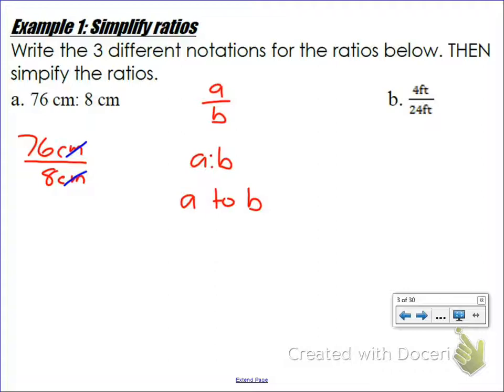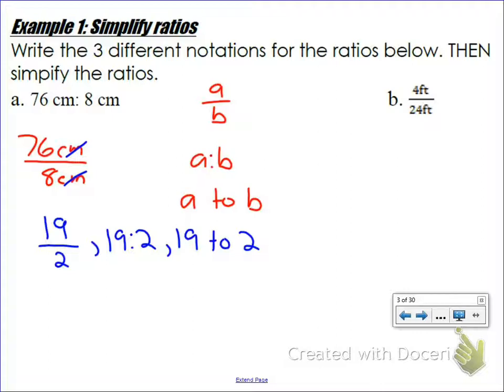So remember, to reduce, what we do is look for a common factor in both 76 and 8. In this case, it's going to be 4. 4 is going to go into 76 19 times, so 19 will go on top of the fraction. 4 goes into 8 2 times. So 19 to 2 would be the new ratio. Again, we want to write this three different ways. So we can write it as 19 to 2, 19 colon 2, and then lastly 19, the word to, and then the number 2.